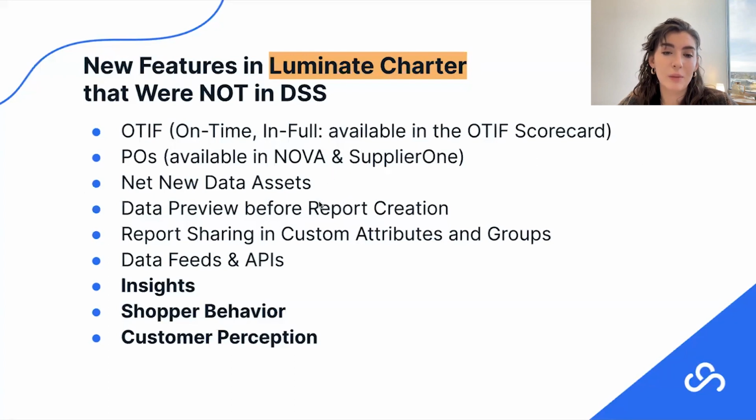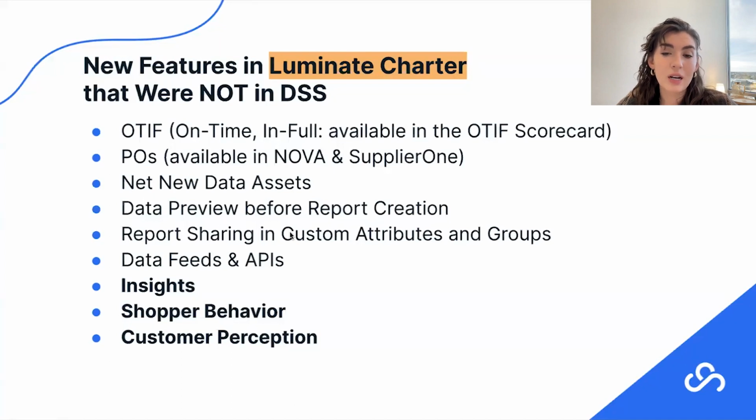Right now it'll be available in Nova, but I think it was slotted to be in Charter, and I think it's not anymore because I saw clarification that there is absolutely no PO data as of now, and they're not planning on that. So we'll update that slide for you guys. Net new data assets. So more information there, as well as data preview before report creation. So you can see the first, I think, 50 lines of data, so you can check that before it's actually created and you've run that report.